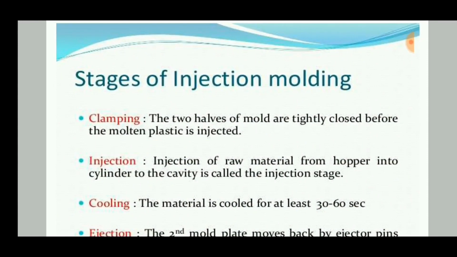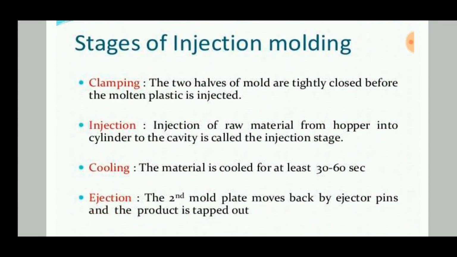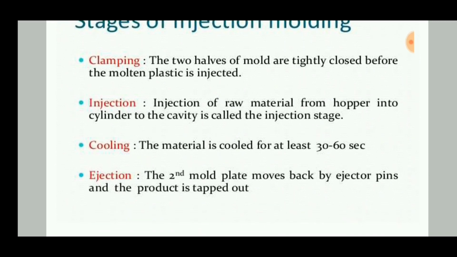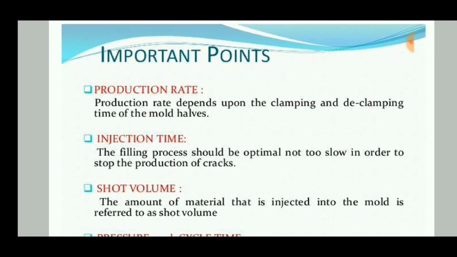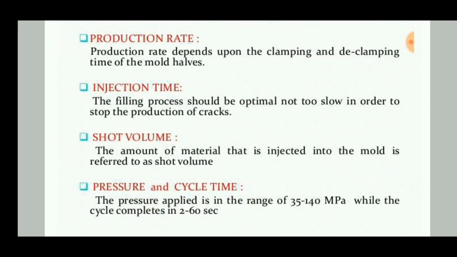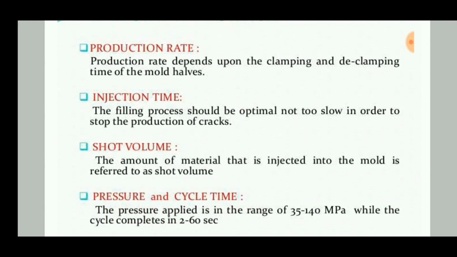The stages of injection molding are: clamping, where the two halves of the mold are tightly closed; injection of the plastic; then cooling, where the plastic cools into the solidified state; then ejection, where the solidified part is taken out. The important characteristics are that the production rate is high.